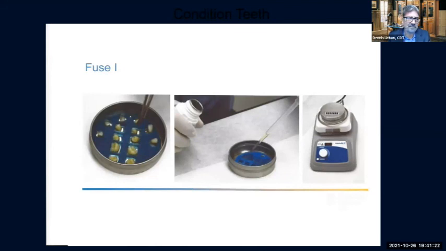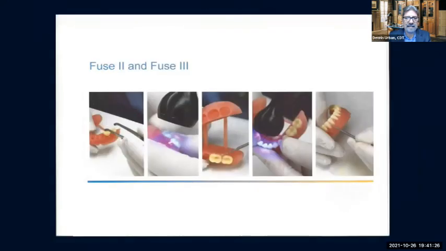So this material called Fuse 1, you put it in a warming tray, get these teeth ready. And then we start bonding these into the denture base with this Fuse 2 and Fuse 3 material, which is like a liquid. So now I'll use Fuse 2.